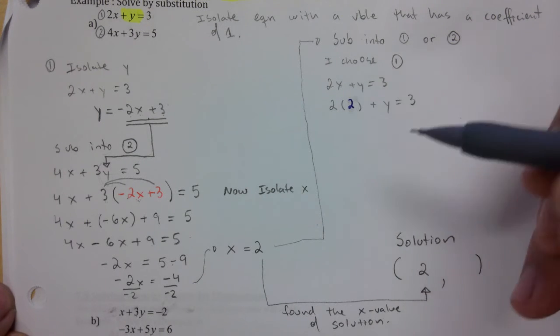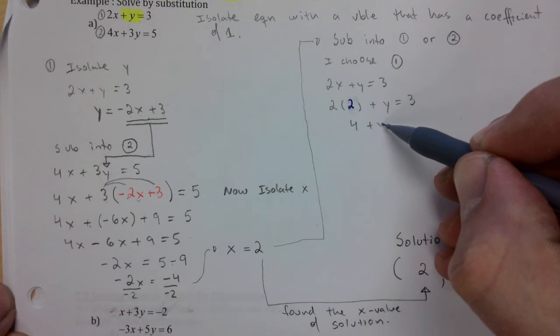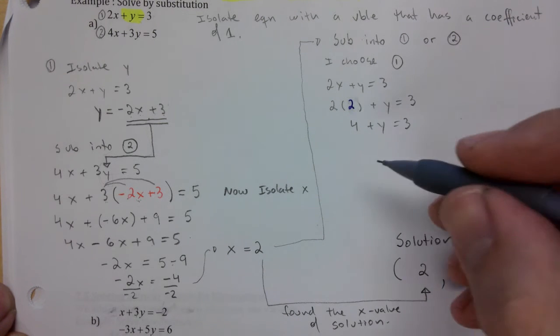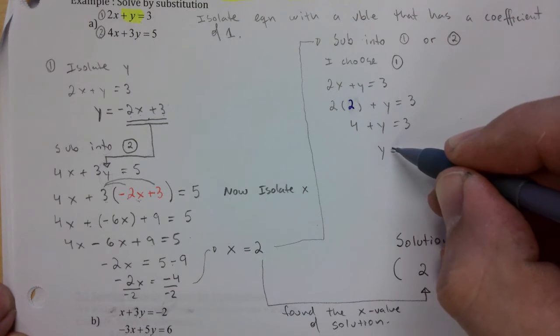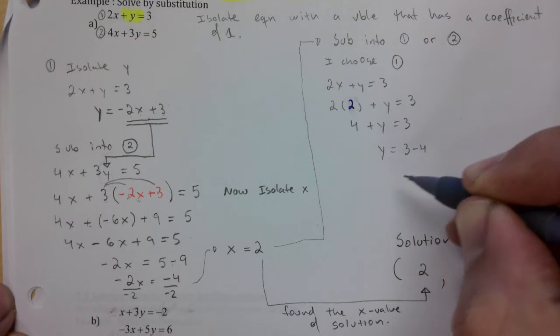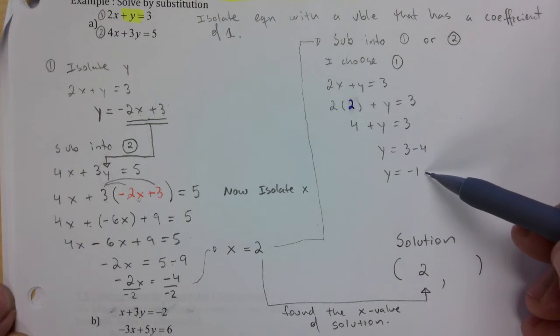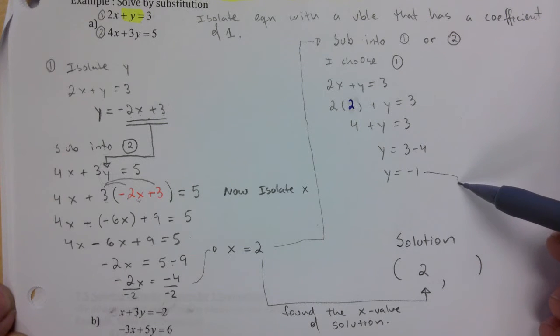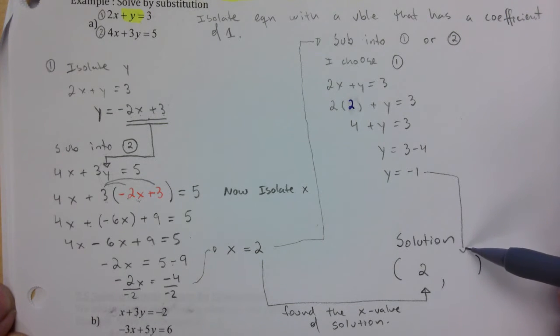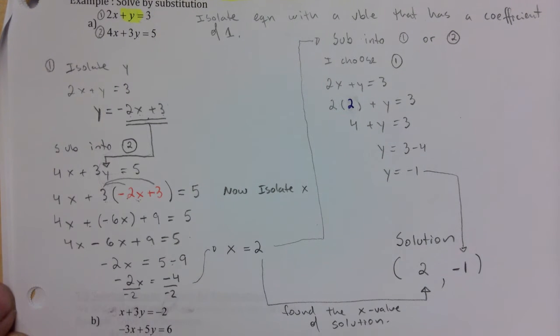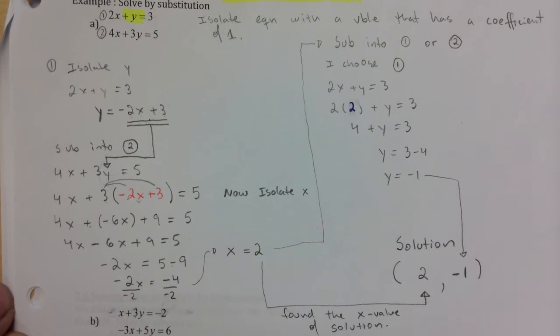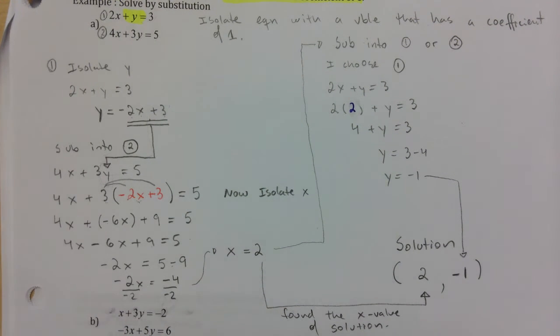So 2 times 2, that's 4, plus y is equal to 3. We say that y is equal to 3 minus 4, y is equal to negative 1. And this is now what goes into the y value like this. And you just solved the system, okay?